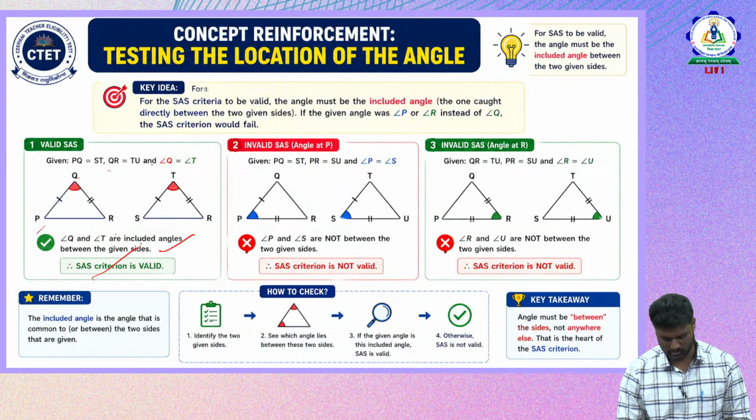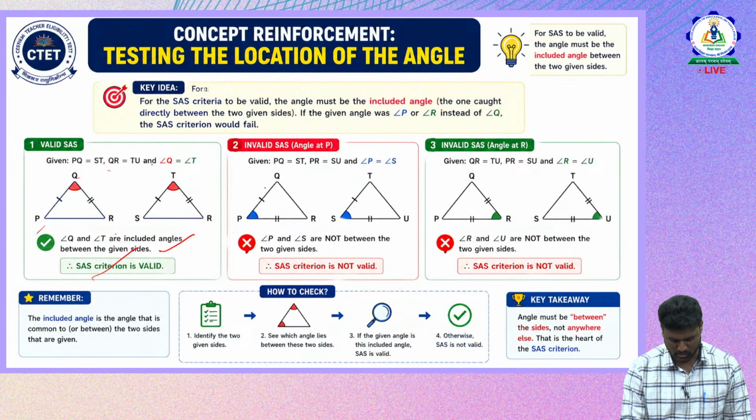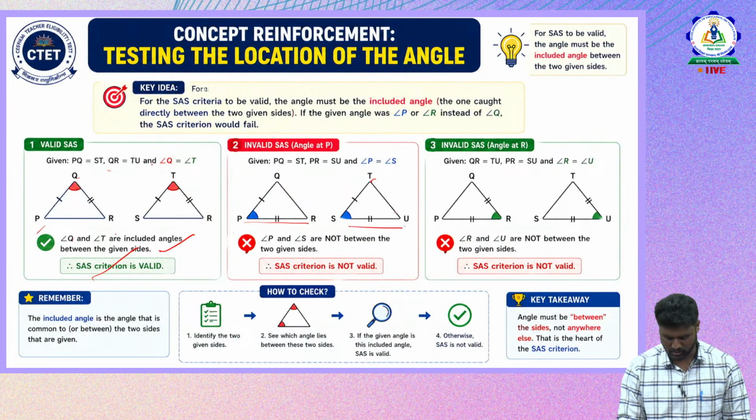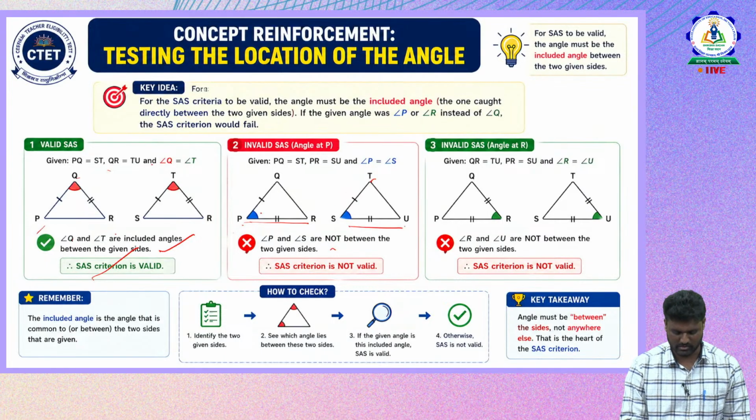But whereas this also looks like a property of SAS, it is invalid. How? Because PQ corresponds to ST, PR corresponds to SU, and angle P is equal to angle S. But if you see, the angle P and the angles are not between the two given sides; this is another side of the angle. So therefore we say that this is not valid.